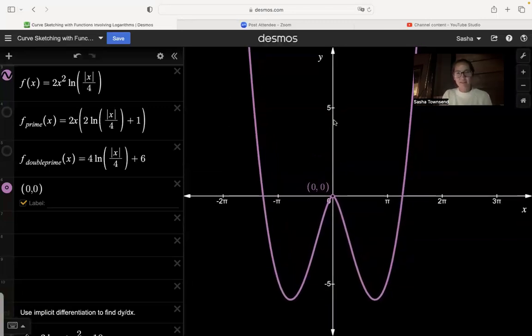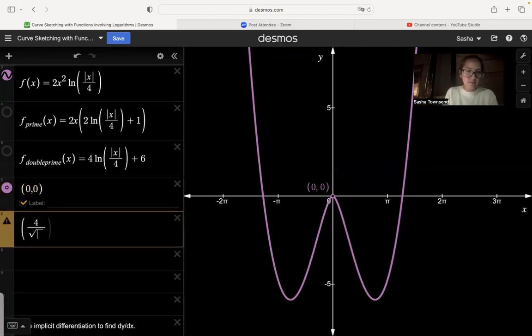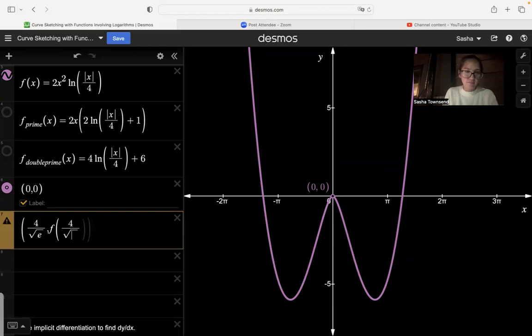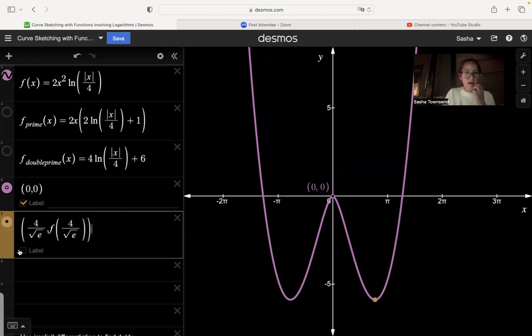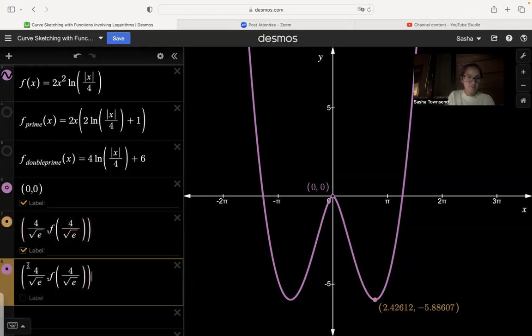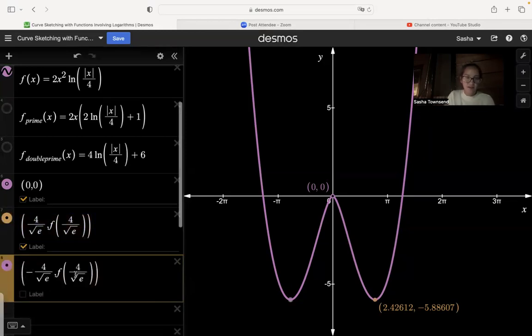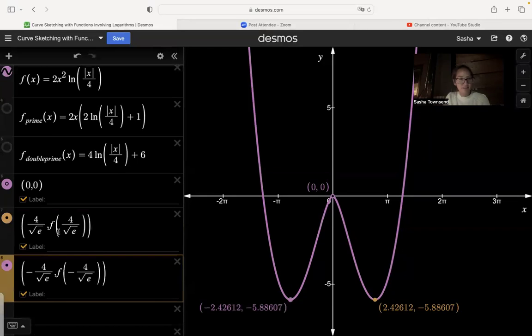Okay, so this is our graph. And this is f prime. F prime was equal to 0 at x equals ±4 divided by the square root of e. So let's evaluate f at 4 divided by the square root of e and see what those y values look like. So our y value is approximately -5.886. And we'll substitute the negative x value as well. We get the same y value over there on the other side.